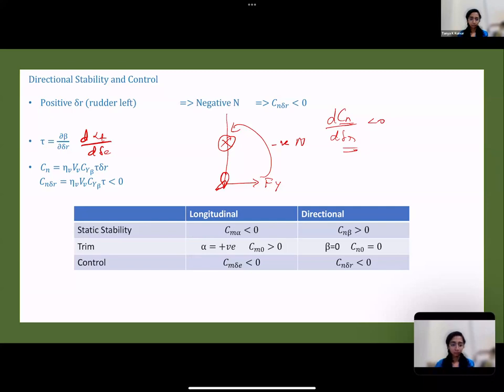Now control. For control, in the longitudinal case, your Cm delta E is less than 0. Why was it less than 0? This is your fuselage reference line. This is your horizontal tail. And if I deflect my elevator down, elevator deflection downwards, positive or negative? Downward elevator deflection, is it positive or negative?